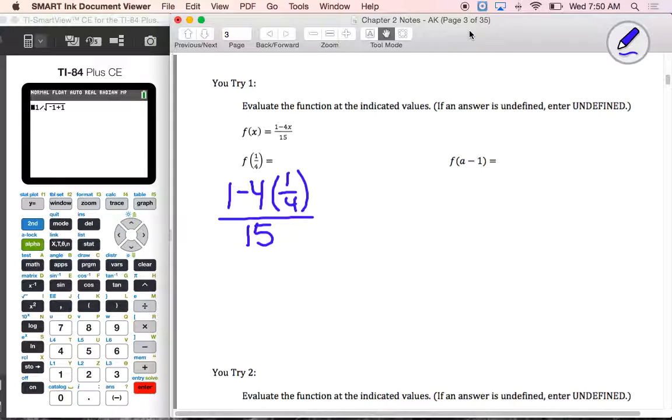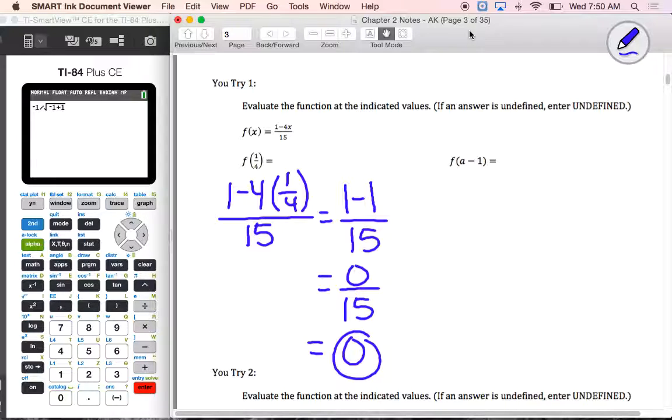So I have 1 minus 4 times a fourth. So now you're just simplifying. If I type that in, 4 times a fourth is 1. So that's 0 over 15. You can actually do 0 divided by 15 on your calculator. So my answer would be 0.